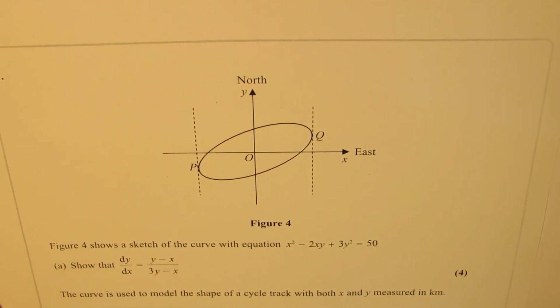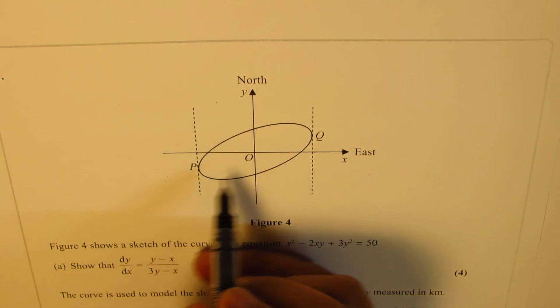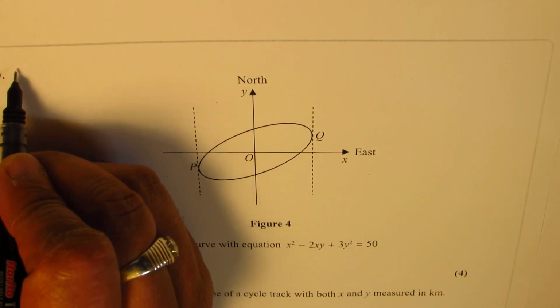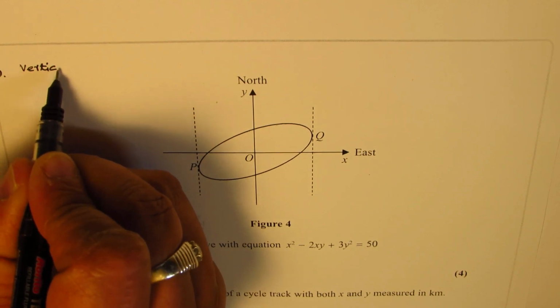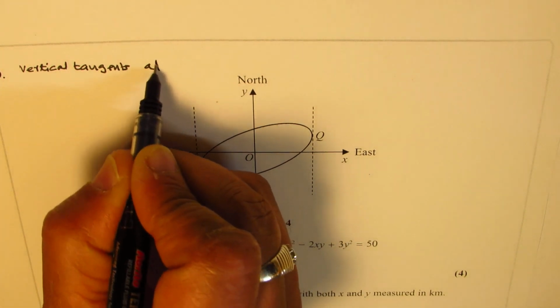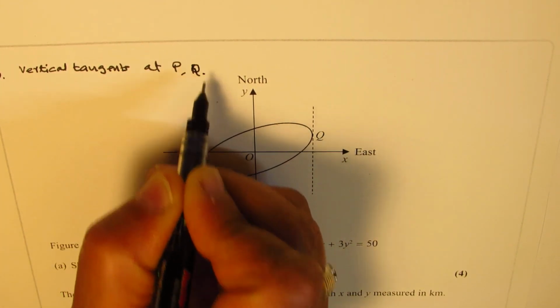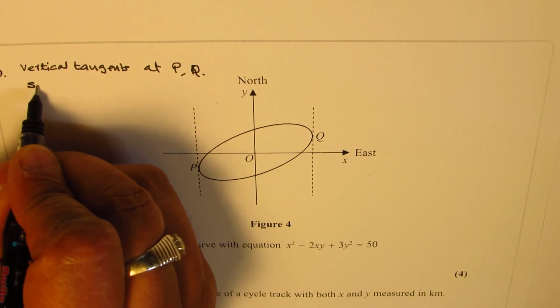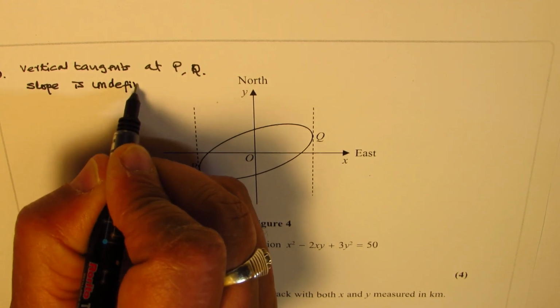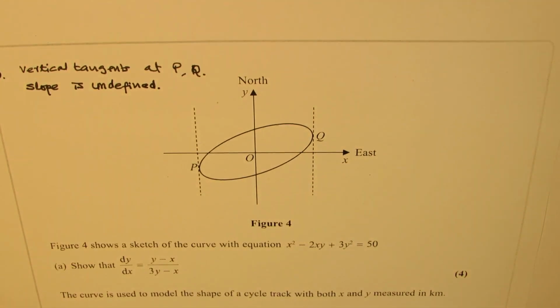Question number 4 here, figure 4 shows points P and Q. What you notice is that the tangents are vertical. So we have vertical tangents at P and at Q, which means the slope is undefined. That's important to understand. Part A is to find the derivative of the given function, so let's begin with that.